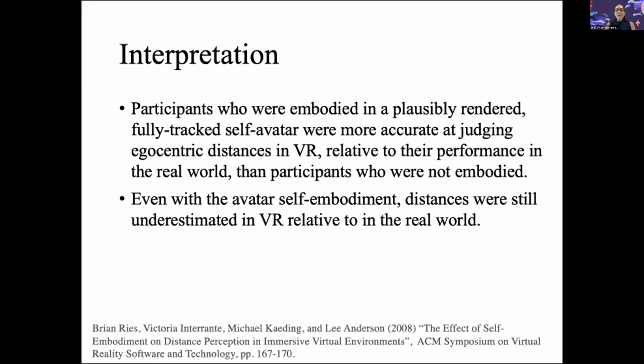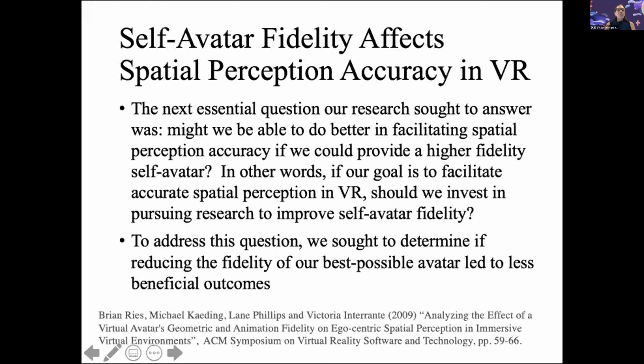So from this experiment, we were able to conclude that by providing people with a size-matched self-embodiment in VR, we could lead them to adopt a more accurate interpretation of the spatial extents of the virtual environment that they were immersed in. However, the improvement that we got from the avatar embodiment wasn't quite enough to definitively solve the distance underestimation problem. So then we had to make a decision about what to do next.